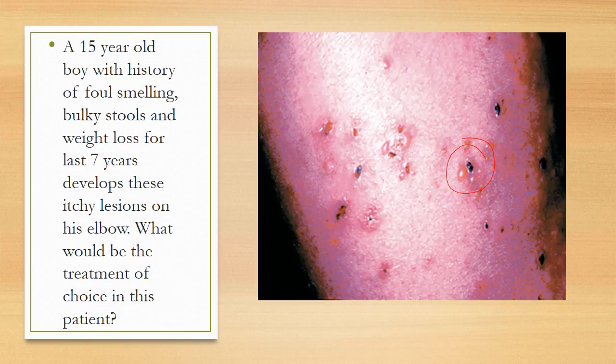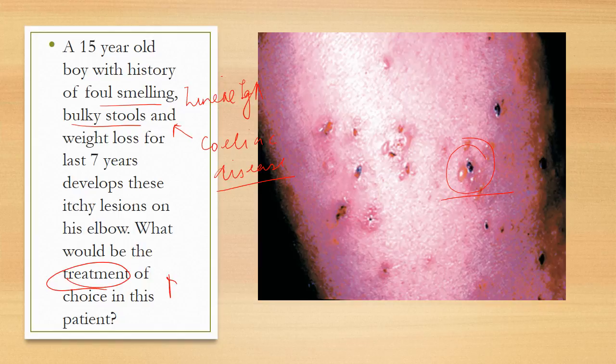So even before, if you've seen the image and you know the allied history, that is a foul smelling bulky stool, this history points towards celiac disease, and the disease is most likely dermatitis herpetiformis, linear IgA. So symptoms of malabsorption directly point you towards it. Many a times they'll not ask you directly what is the disease, they'll ask you the treatment, and we all know the treatment here is Dapsone.